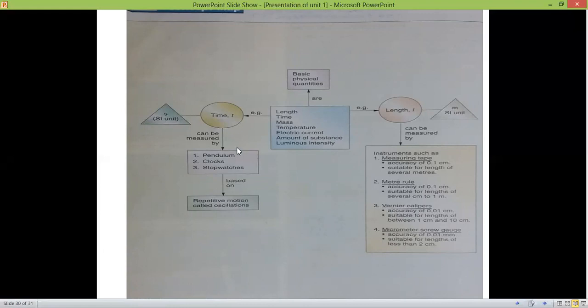How to find the time period of pendulum? We need to find average time taken by 10 oscillations, and then that is divided by number of oscillations. So the general formula for time period is time taken for a certain number of oscillations over total number of oscillations.